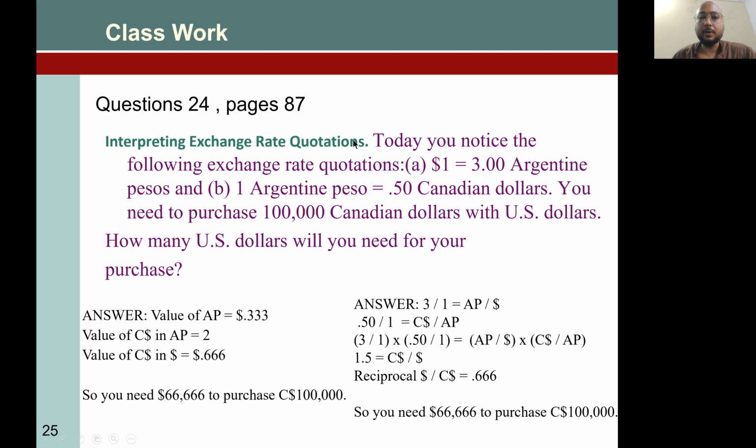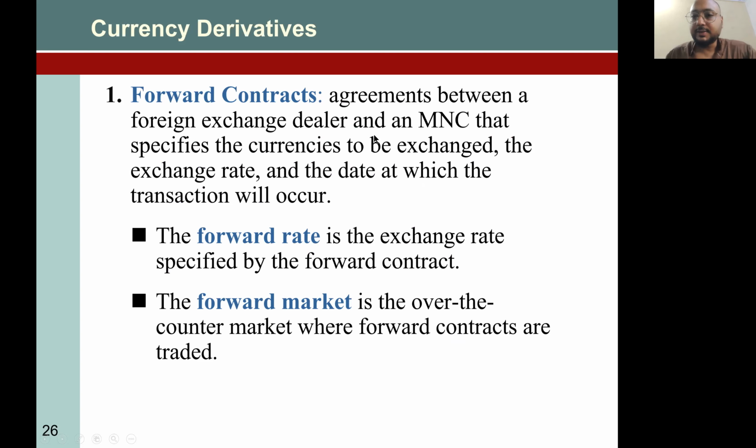Okay, so let's move forward. Now, currency derivatives. What this chapter is all about is the foreign exchange markets, right? Now, currency derivative markets. We talked about the spot market, the quotations and all those things, and now the currency derivatives. The currency derivative market is the market in which we can buy currencies through derivatives. And there are three kinds of derivatives: forward, futures, and options.